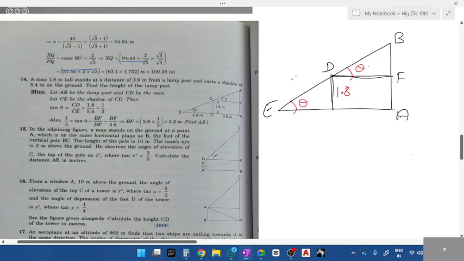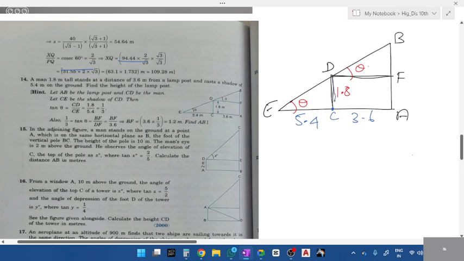Okay, fine. Look at the students. 5.4 here, 3.6. Now there are total three right angle triangles. What we need to find here? Find the height of the lamppost. Read this question. A man 1.8 meter tall stands at a distance. So where is the man standing? Which one is man here? 1.8 meters.